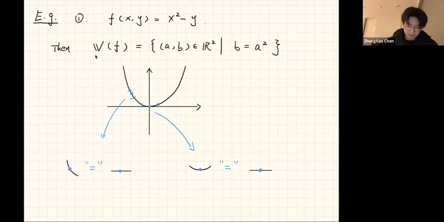Right, this is a simple example of a variety. It's just a parabola, and the defining equation will be x squared minus y, and then the vanishing set will be the points on the plane (a, b) such that b equals a squared. And this is the curve we have. The nice thing about this curve is that you pick any point, you zoom in, then you can see it's pretty much a straight line, right? It's pretty much an interval.